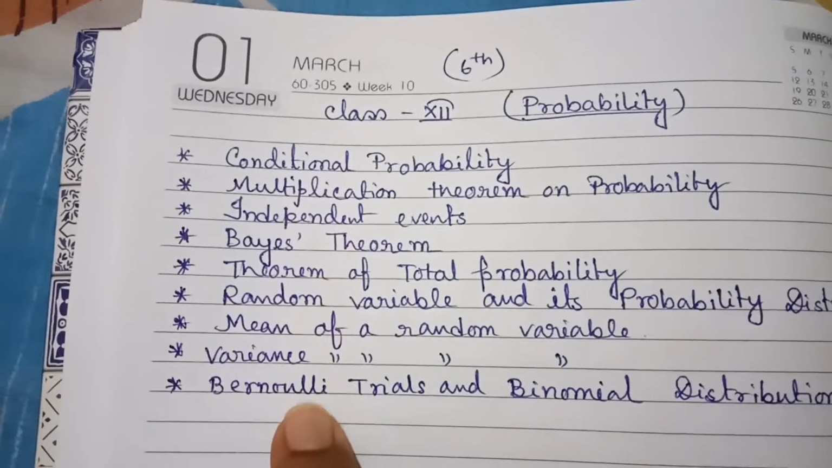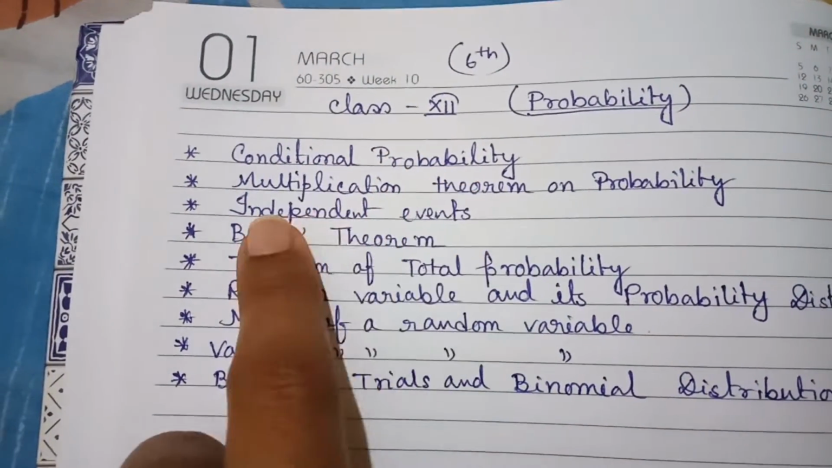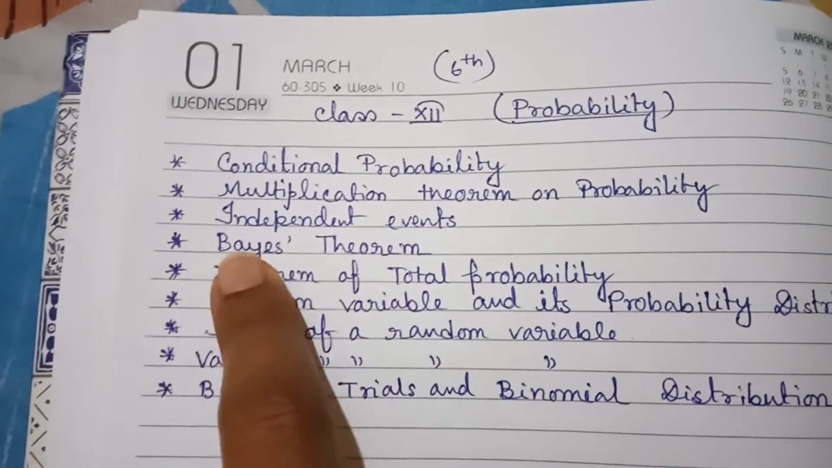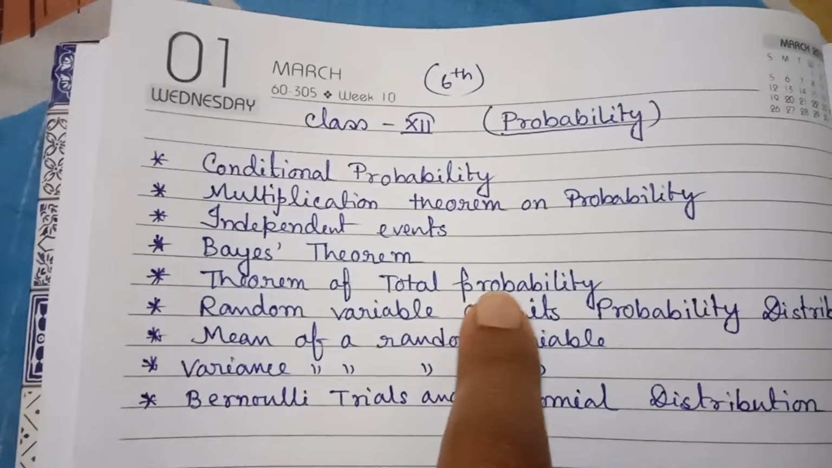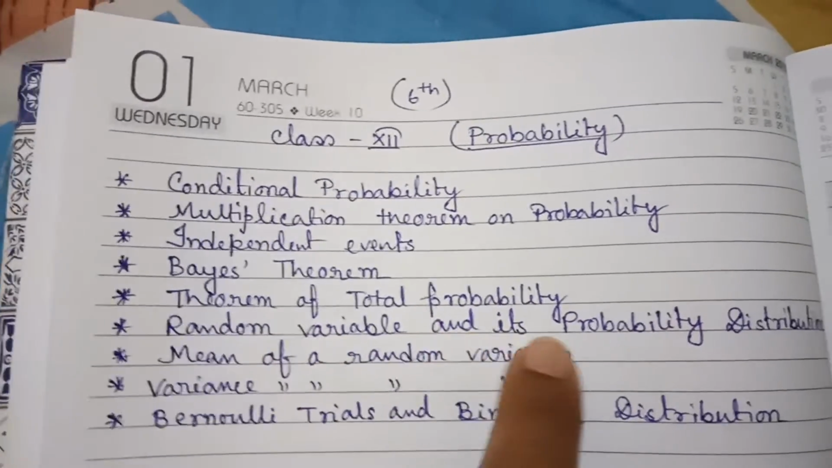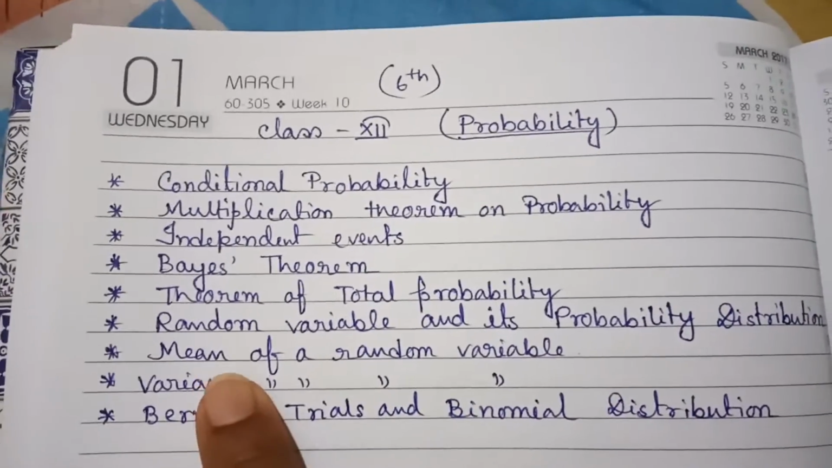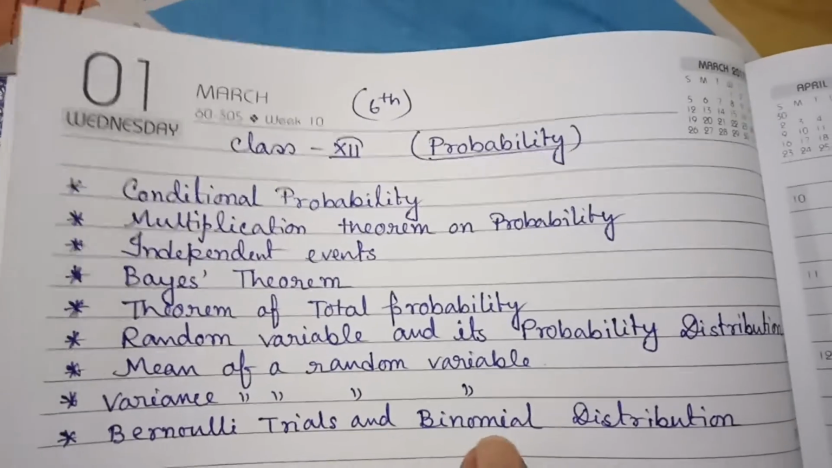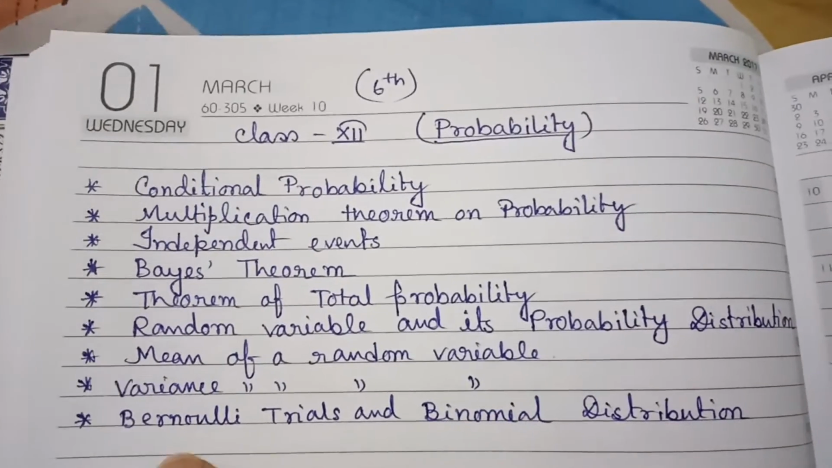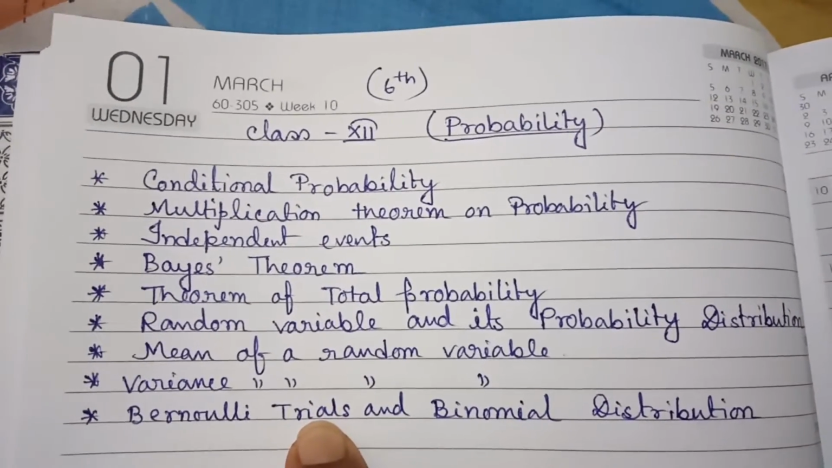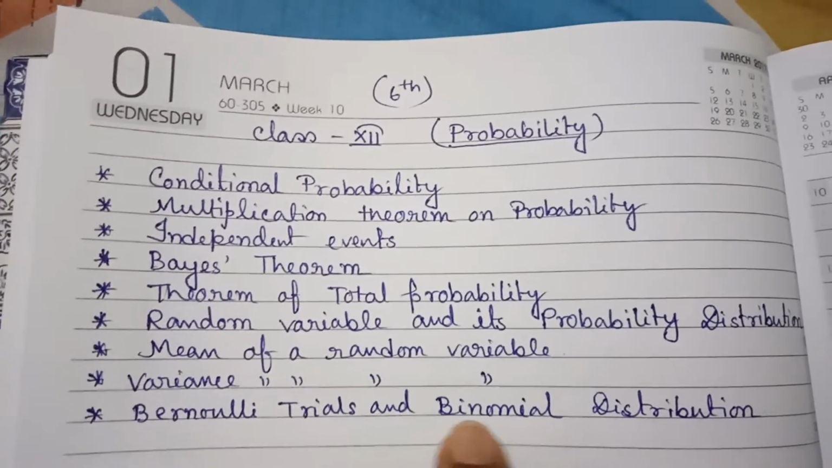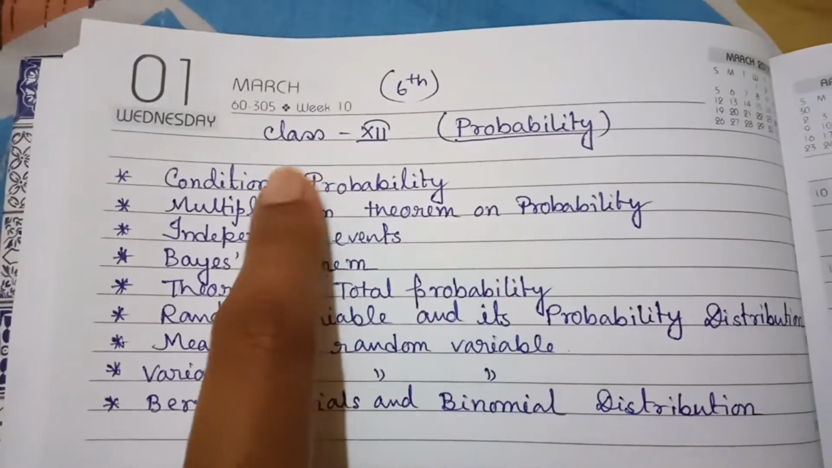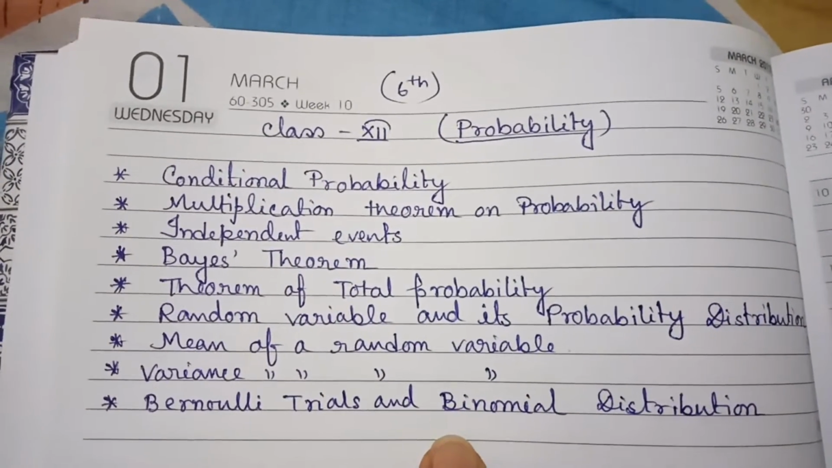The list is this one: conditional probability, multiplication theorem on probability, independent events, Bayes theorem, theorem of total probability, random variable and its probability distribution, mean and variance of a random variable, Bernoulli's trials and binomial distribution. But Bernoulli's trials are not in your syllabus now. So only binomial distribution. Except this, everything is there in your syllabus.